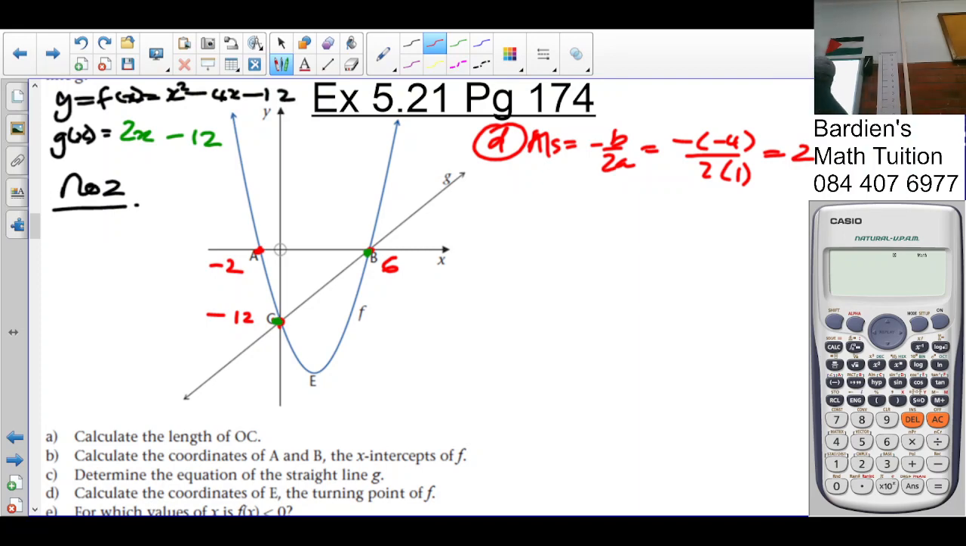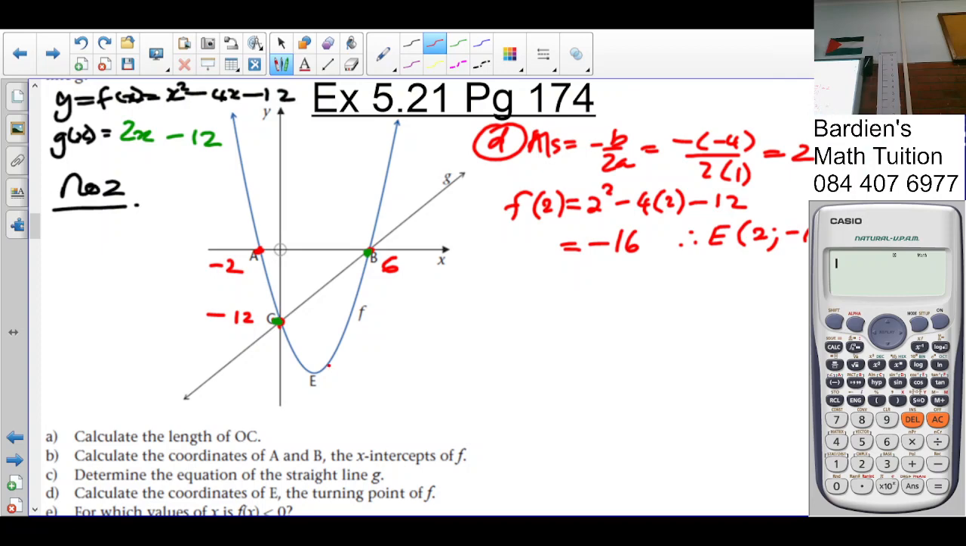What do I do with that? Sub that into f. So f of 2 is equal to 2 squared minus 4 times 2 minus 12. So 4 minus 8 is minus 4, minus 12 is minus 16. So therefore E's coordinate is 2 and negative 16. You guys understand? Any confusion there?